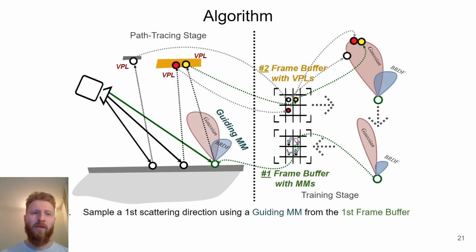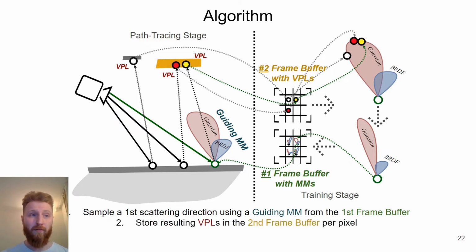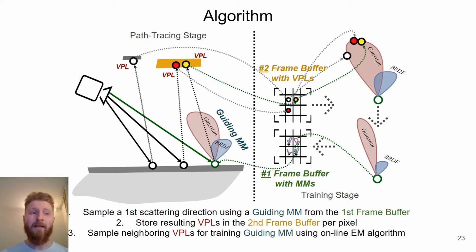Finally, our algorithm consists of several steps. First, we run path tracing, which samples a first scattering direction using the guiding mixture models from the first frame buffer. Secondly, we store the result in virtual point lights to the second frame buffer per pixel. And finally, we sample neighboring virtual point lights for training Gaussian mixture models using the online expectation maximization algorithm.